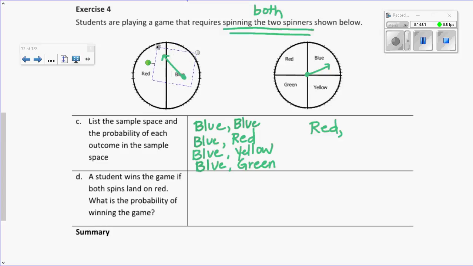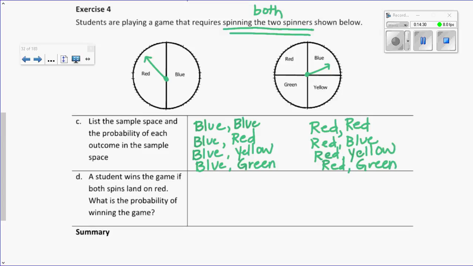Okay, now what if I landed on red first? If I land on red first, I could land on any of those other ones. So I'm just going to leave it there so that we can still see that. But if I landed on red first, I could land on red on the second spinner, or I could land on blue on the second spinner, or I could land on yellow on the second spinner, or I could land on green on the second spinner. So that's all my options. So there are 8 options total. Okay, so that's 8 possible outcomes.